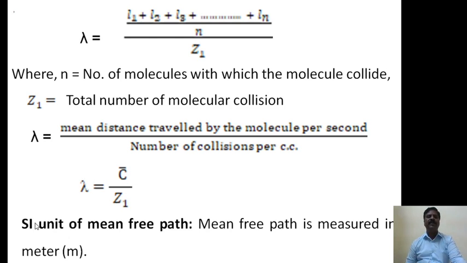Then coming to the SI unit of mean free path. Mean free path is measured in meters, because distance is measured in meters in the SI unit. Therefore, the mean free path is always expressed as a distance, and distance is measured in meters. Therefore, the SI unit of mean free path is nothing but the meter.